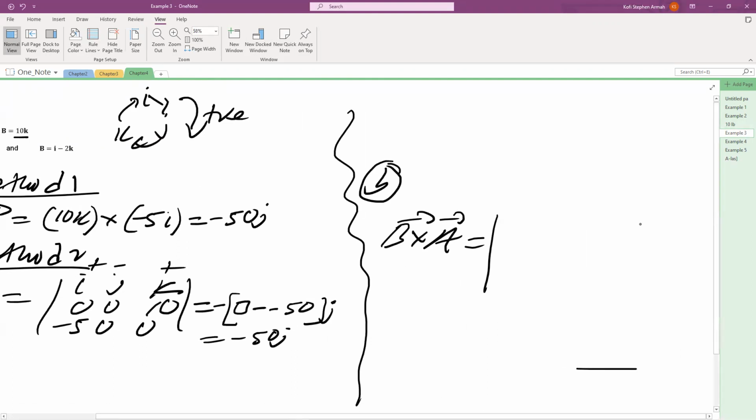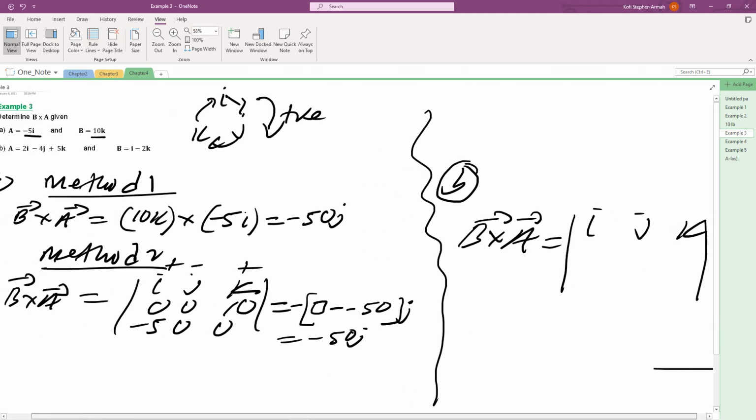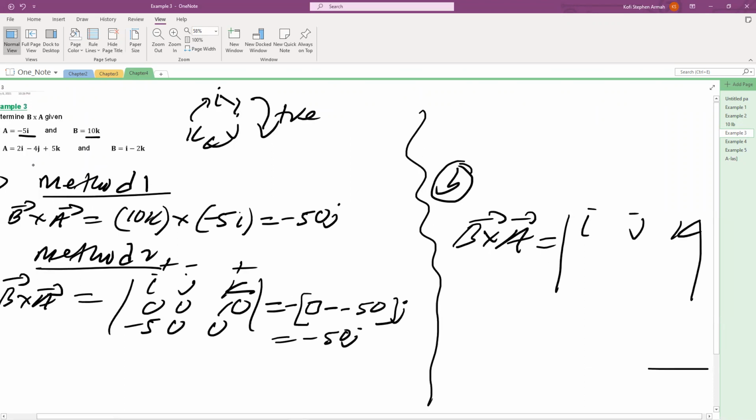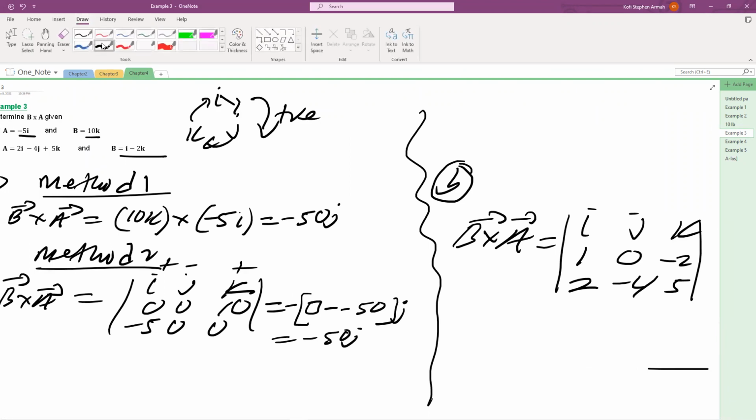Okay, so the determinant. This is I here, that is J, and that is K. What are the numbers? Let's see. The A is, we are doing the B first, so please, very important. 1, 0, and then -2. And this is 2, -4, and 5. Okay, so let's see how to evaluate this, and then I'll tell you why we need this in doing moment of a force vector formulation.